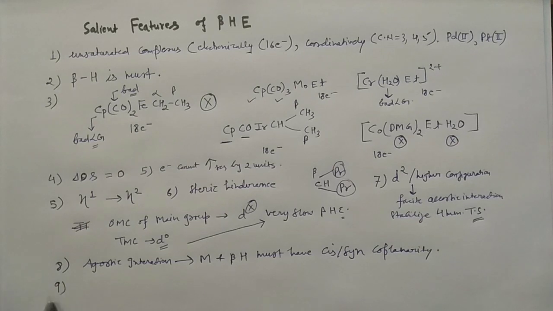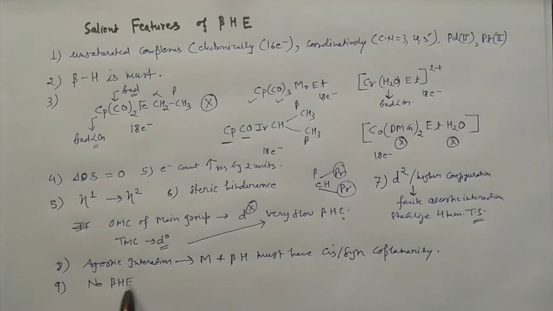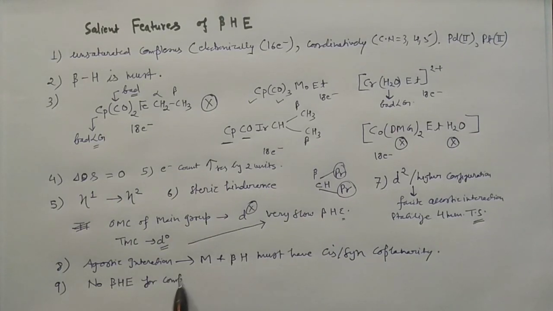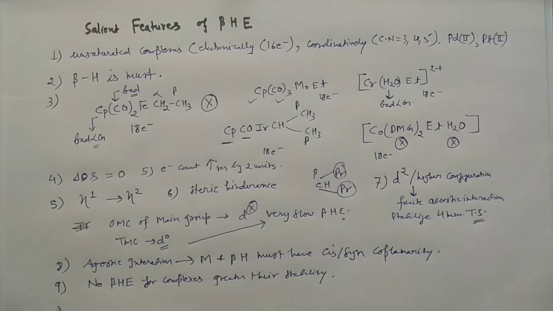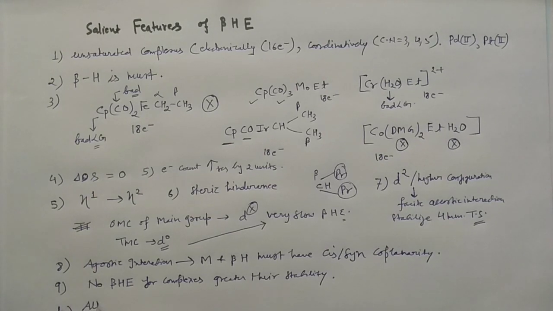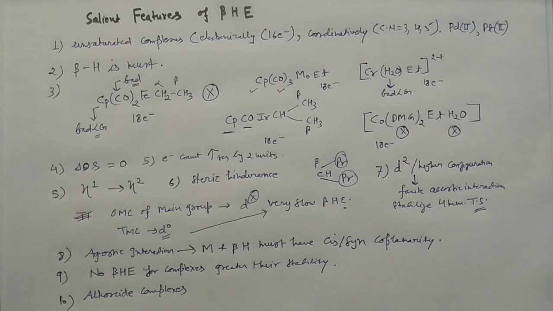And number 9, complexes which will not undergo the beta hydrogen elimination reaction would be more thermodynamically stable. That means no beta hydride elimination reaction for complexes, greater their stability. A very, very important point, right? And sometimes, if you have alkoxide complexes, I am not going to give you the example for this one, but you can remember this point.